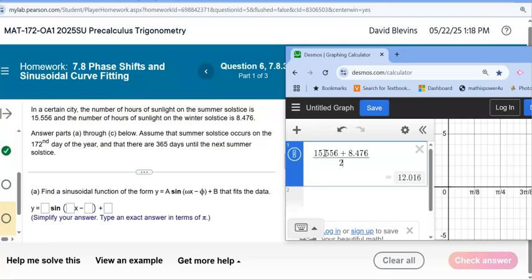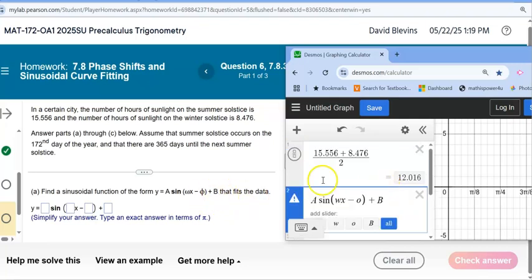So I'm adding the max and min together divided by 2. That's the midline equation. So that's going to be the value of B here. So something like that. I'm using W and O for omega and phi there, but B we just found was 12.016.